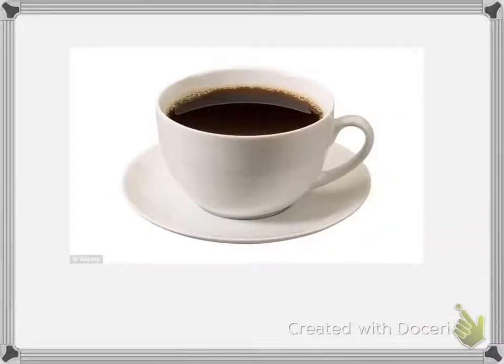What about some coffee in the morning? How would this be measured? This would be measured in cups. This is most likely 1 cup.